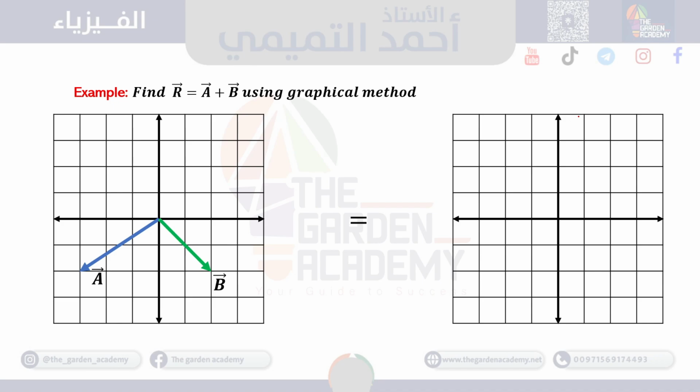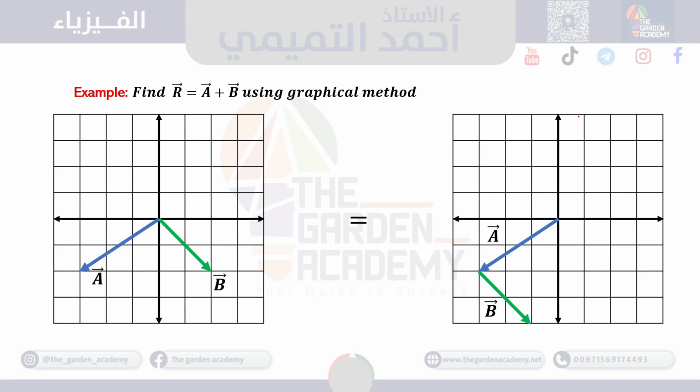أولاً let's start with A. We draw A as is. Then we move B from its tail to the head of A. إذا ننقل B من الذيل إلى رأس A. فبالتالي راح يصير عندي بهذا الشكل. لازم نتذكر دائما بأنه بنحافظ على نفس الاتجاه.